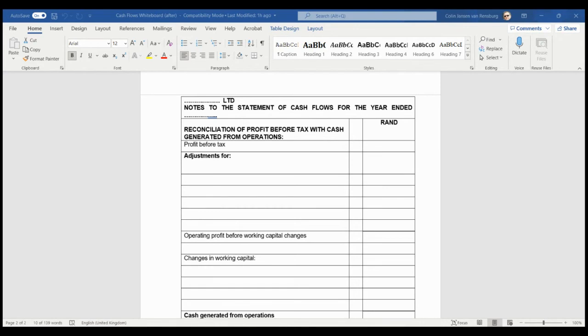Could there be expenses or losses included in your profit before tax that do not relate to your operations? Yes or no? Again, it's a yes. Thank you so much. Thank you for all those answers. Again, it is a yes.